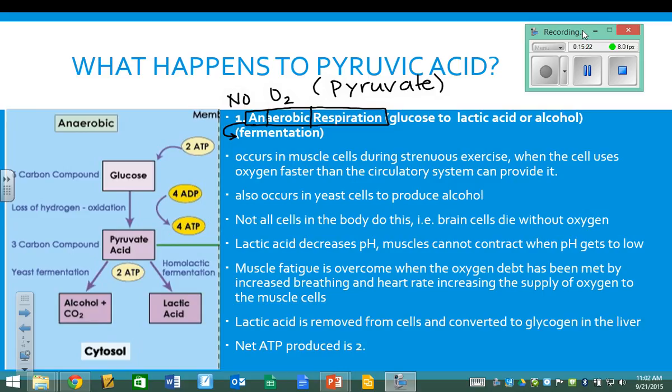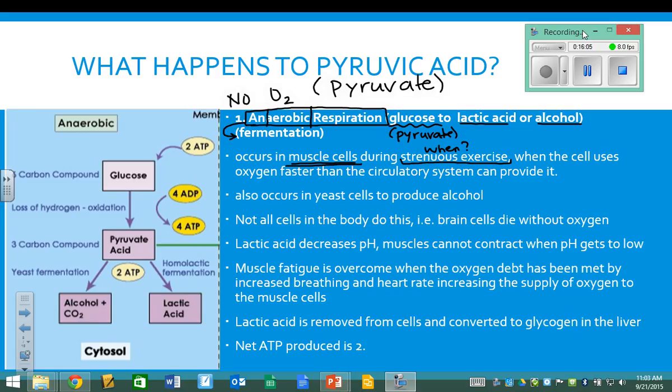So for us, we're talking about glucose, which we know we just turned into pyruvate, is going to become lactic acid or alcohol. Those are the two cases that we would care about. Now, the lactic acid part occurs in muscle cells. And it only occurs during really strenuous exercise. So if I ever ask you on a test, when does anaerobic respiration happen in you, you could say in your muscles during strenuous exercise.